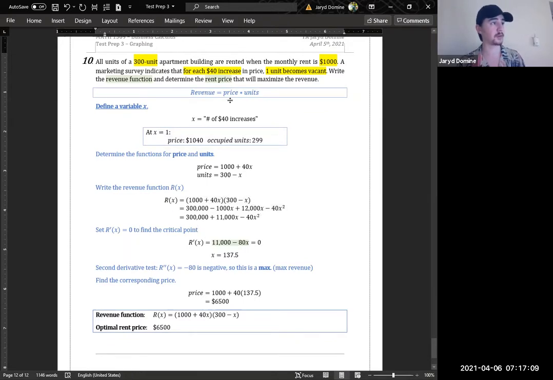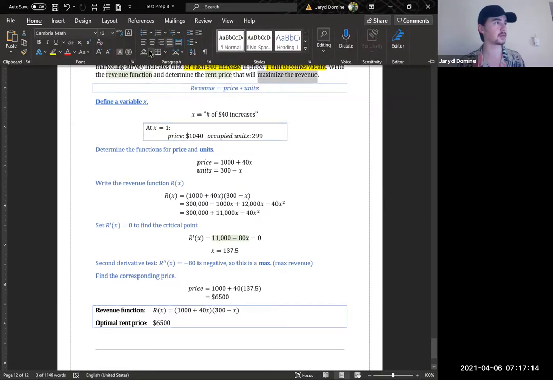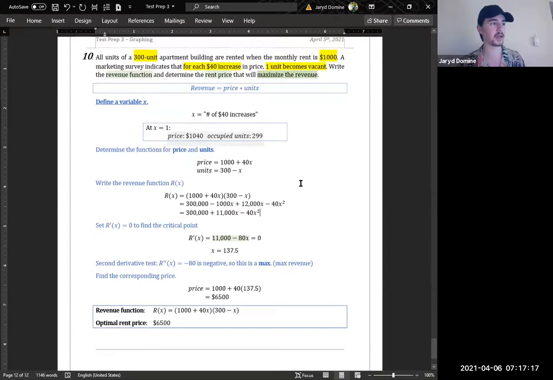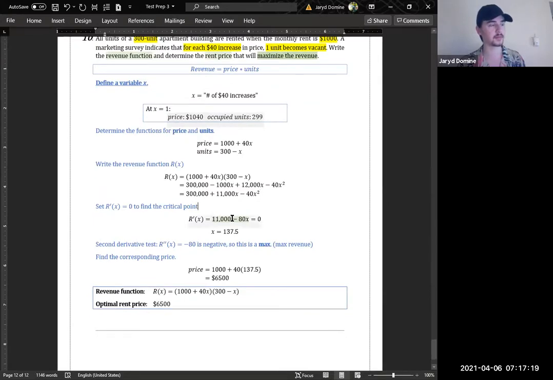Now, in order to find the maximum, since we're trying to maximize the revenue here, you have to find the critical point. We've done that before. We just set the derivative equal to 0. So take the derivative. This gives us 11,000, and the last term gives us minus 80x. Set that equal to 0 and solve. We get x equals 137.5. Let me just do that on the calculator. So we have the critical point.